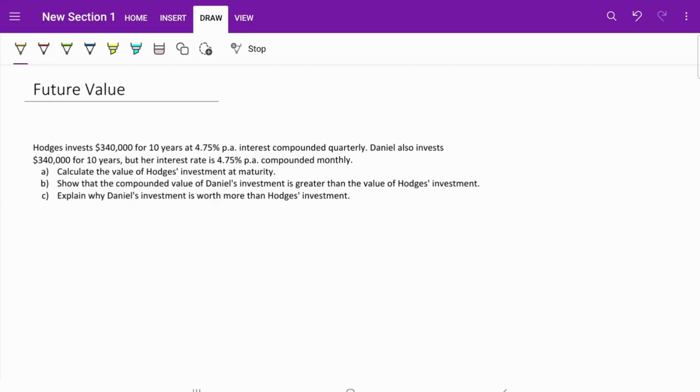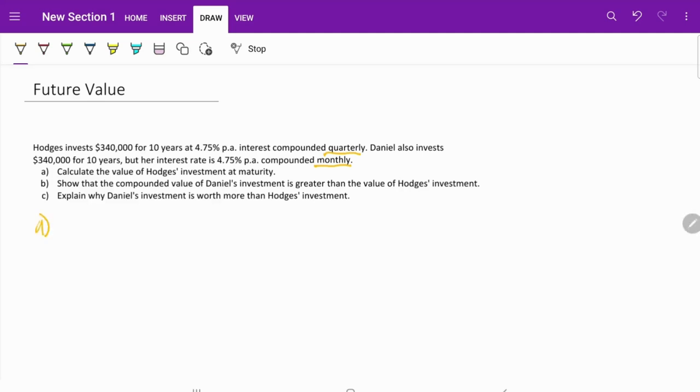So Hodges invests $340,000 for 10 years at 4.75% per annum, interest compounded quarterly. And Daniel also invests $340,000 for 10 years, but his interest rate is 4.75% per annum compounded monthly. A, calculate the value of Hodges' investment at maturity.